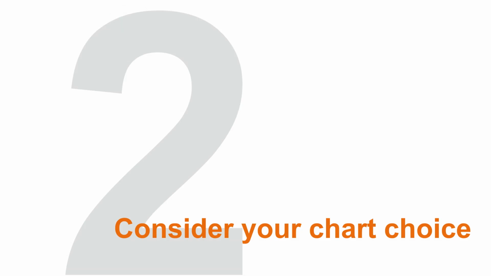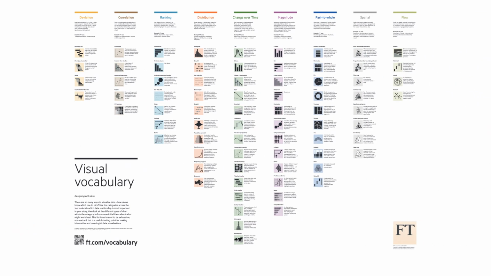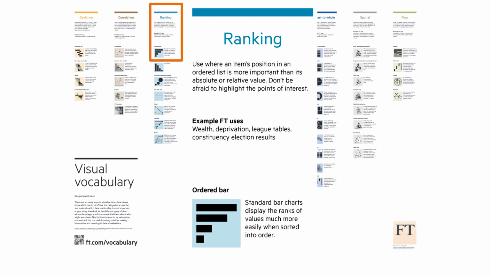Second is to carefully consider your chart choice. Not all charts work in every context, and when choosing a chart, you need to think about the relationship within your data that you are trying to convey and choose a chart accordingly. Let's look at a couple of examples using the Financial Times Chart Chooser graphic. Ranking is one of the most commonly used categories of charts and are used when an item's position in an ordered list is more important than its absolute or relative value. In these cases, we often see the use of bar charts.